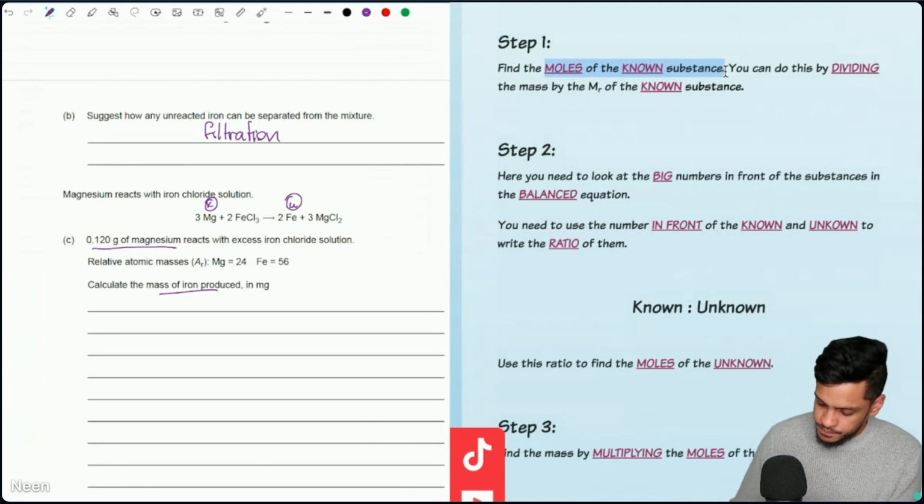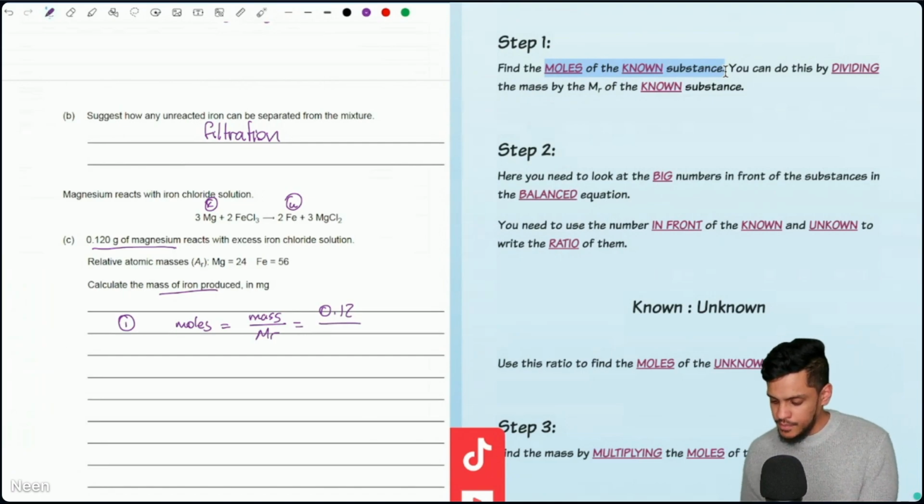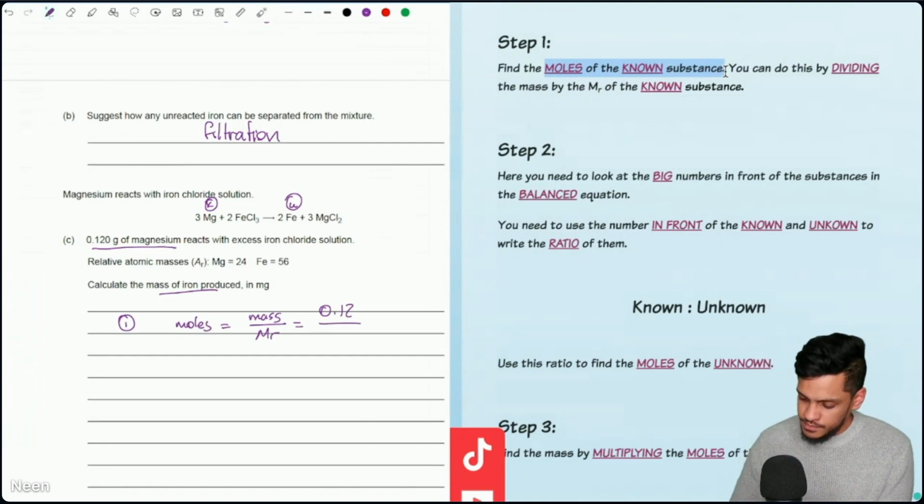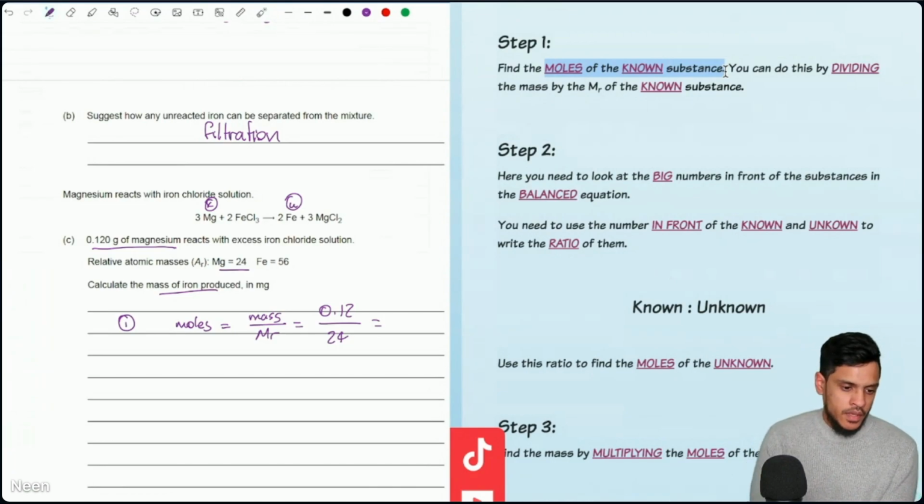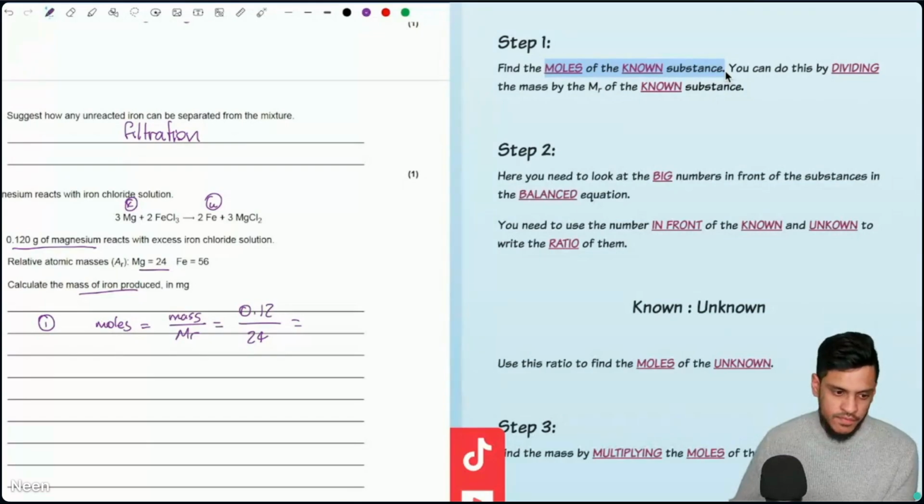So what you want to do is moles is equal to mass over Mr. The mass we've got is 0.12. Divide that by the Mr of magnesium, which is 24. So 0.12 over 24 gives you, I think it's exactly, 0.005 moles.